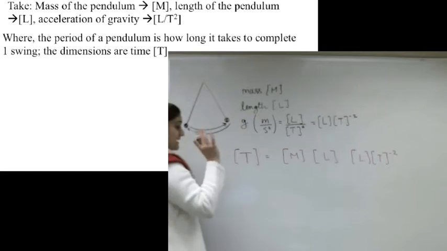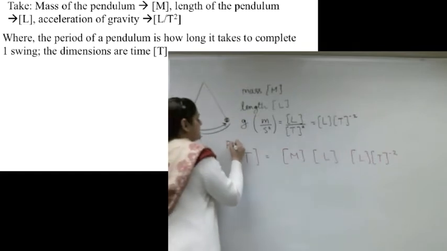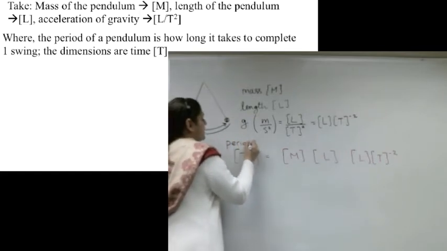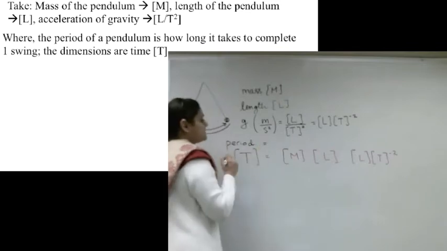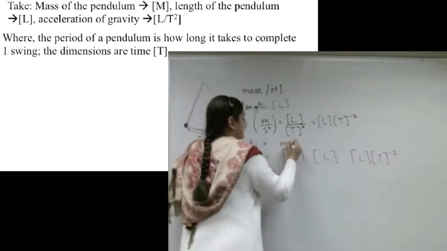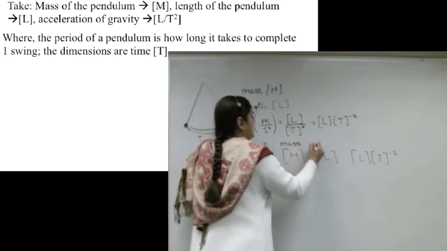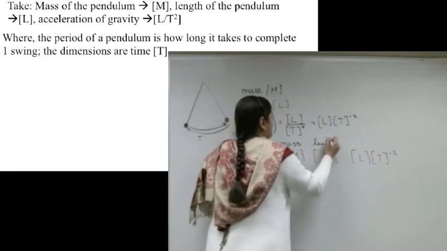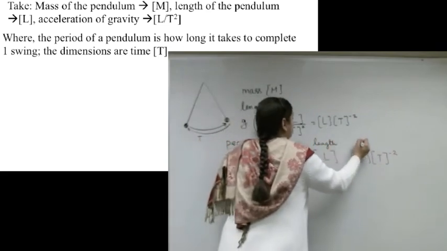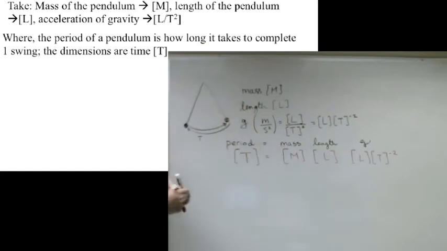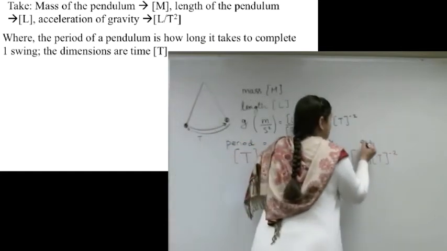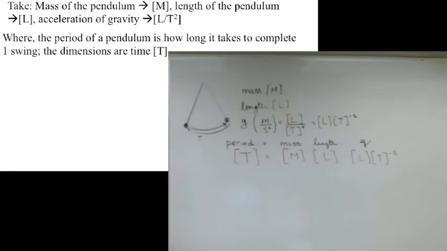Here's what I'm going to write in words. Find the period of a pendulum in terms of its mass and length and acceleration due to gravity, which is g. Just a plain g. Now, m is the mass, L is the length, and g is given in terms of L T to the minus 2.